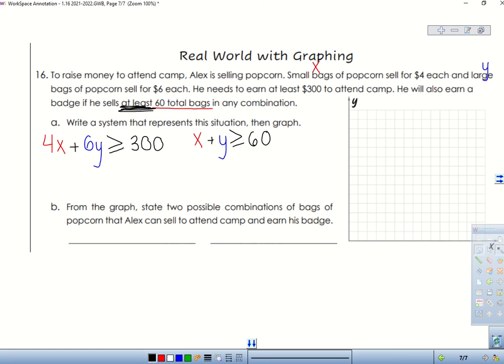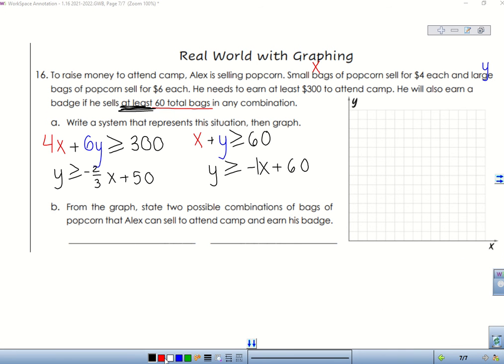So I'm going to do the math for you here to rearrange this. So the first one, when you rearrange, it becomes Y is greater than or equal to negative 2/3 X plus 50. And this one over here becomes Y is greater than or equal to negative 1X plus 60. And we're going to graph both of these inequalities on the same coordinate plane. Okay? So I'm going to do this one in red, and I'll do this one in blue.